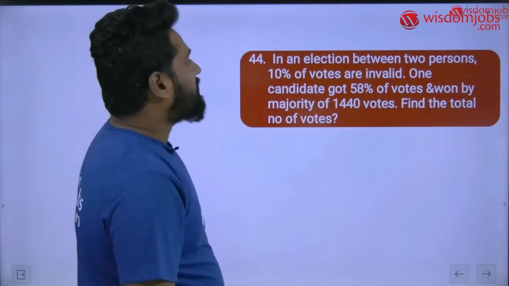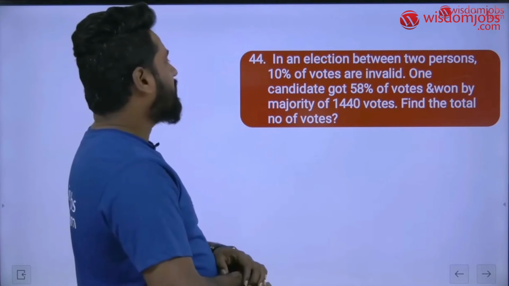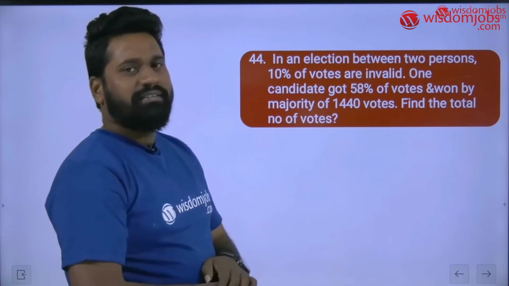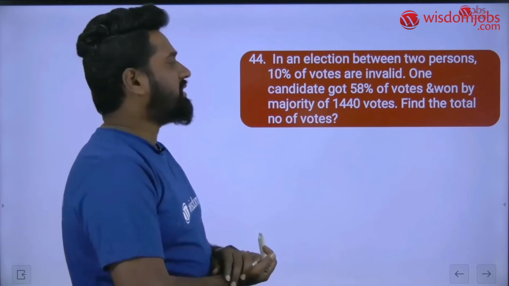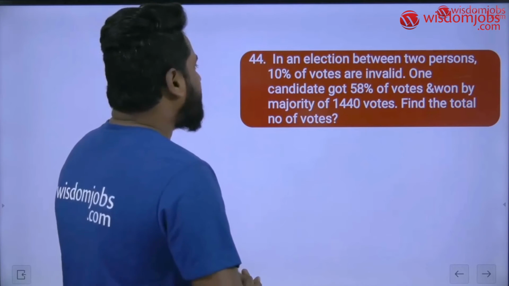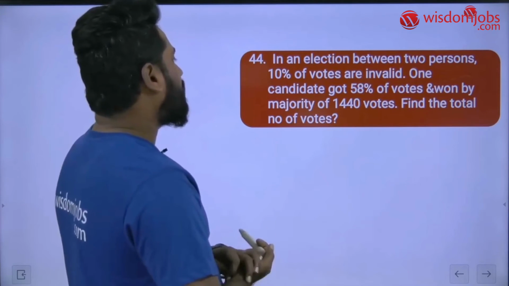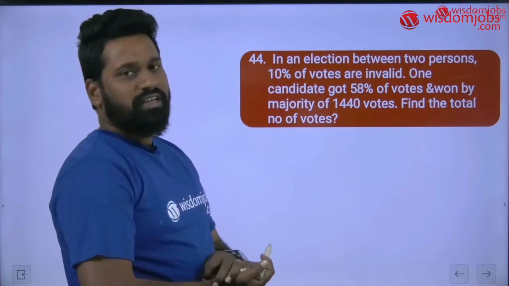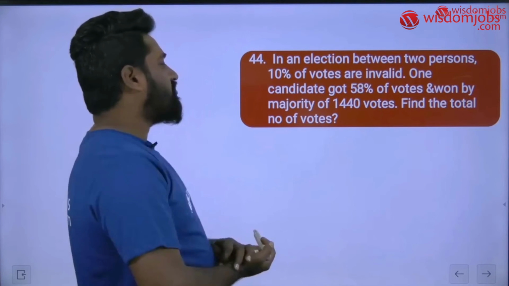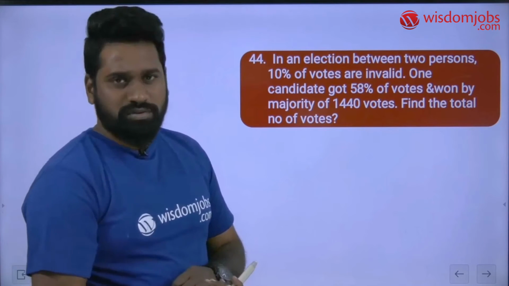So, in an election between two persons, 10% of votes are invalid. Just now we discussed 10% votes being invalid. One candidate got 58% of the votes and wins by a majority of 1,440 votes. Now we are asked to find the total number of votes.